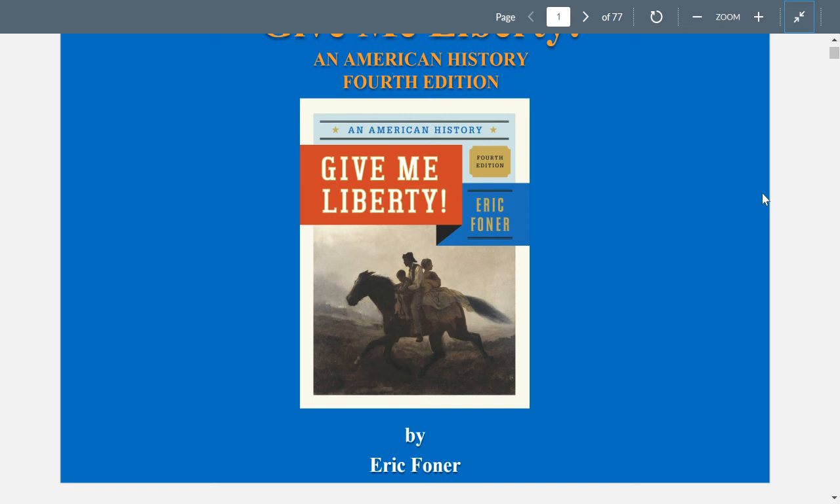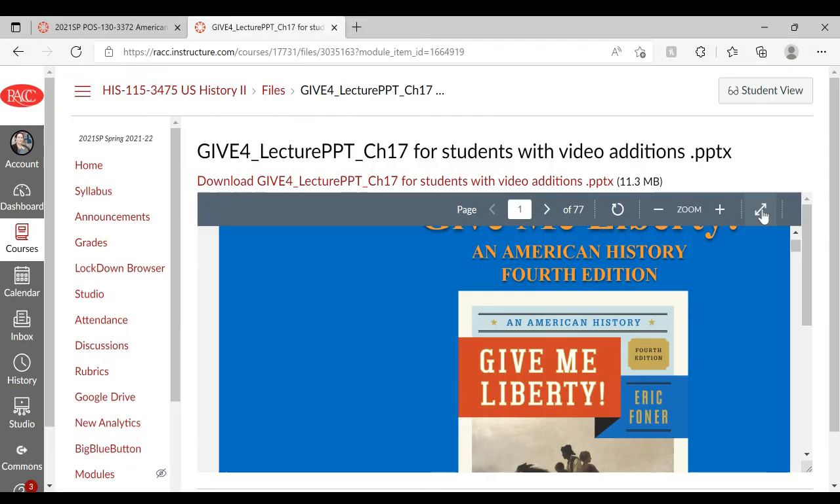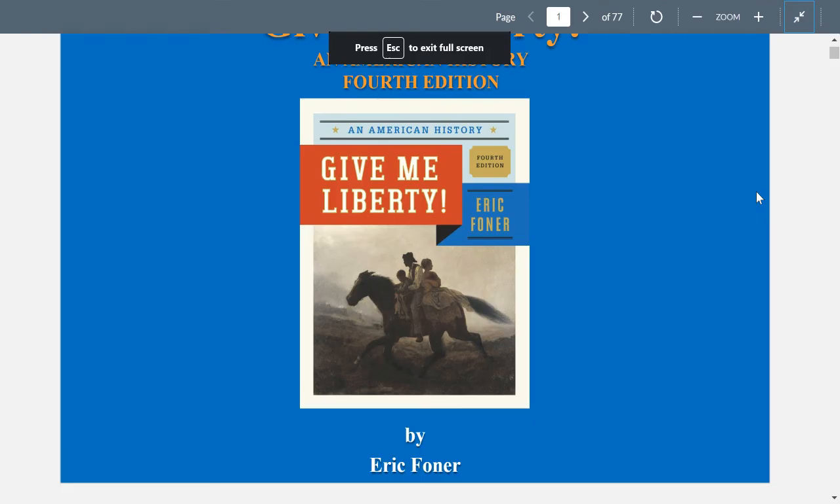We are going to be covering American imperialism this evening, and I wanted to go over the various components of American imperialism with you. Again, this is coming from Give Me Liberty by Eric Foner, Chapter 17.